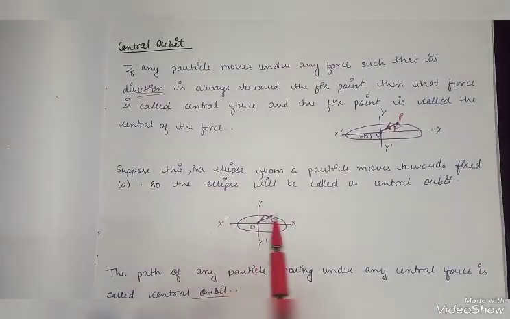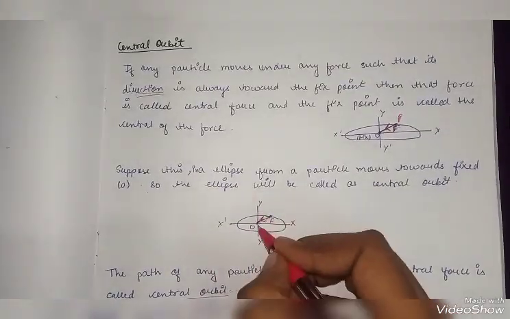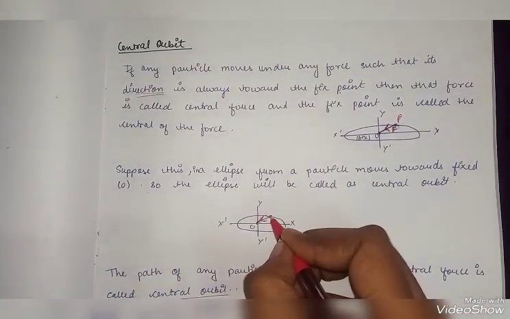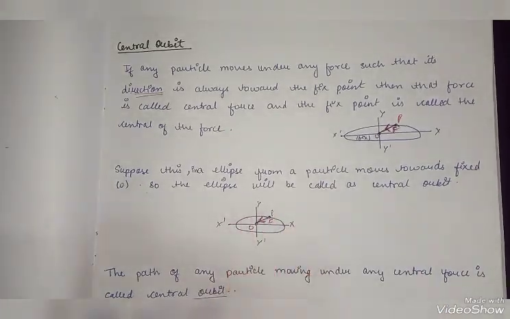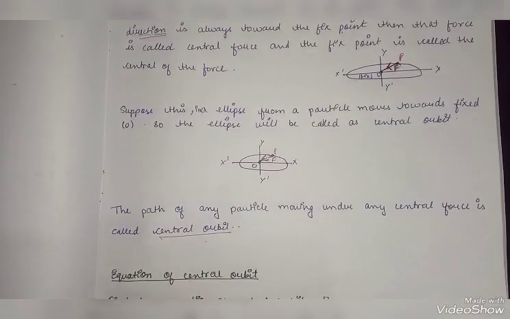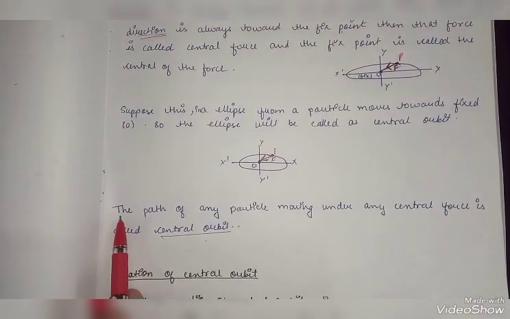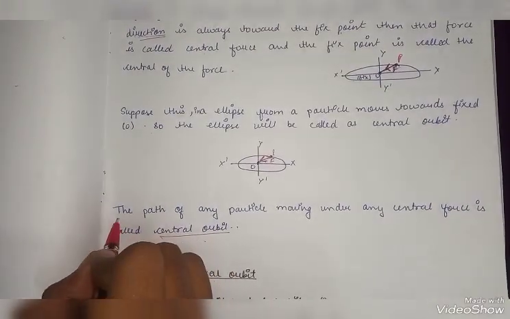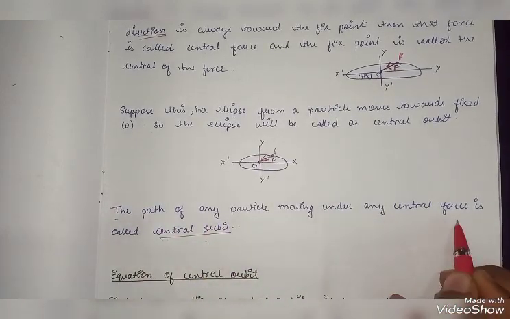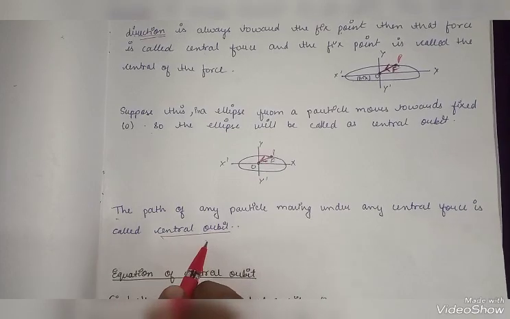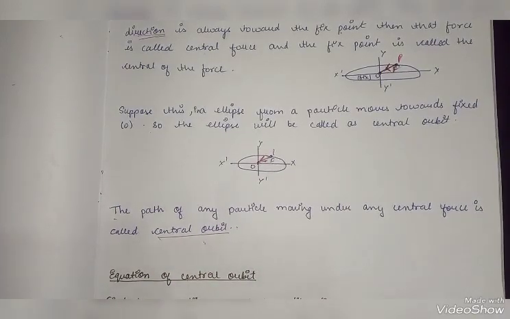Suppose in this ellipse, the direction of P is towards the point O. Hence, this ellipse is called the central orbit. The definition of the central orbit: the path of any particle moving under any central force is called the central orbit. We'll now go to the equation of the central orbit.